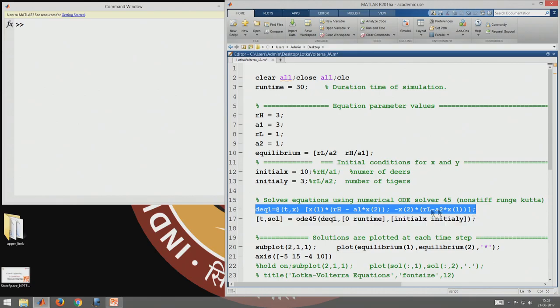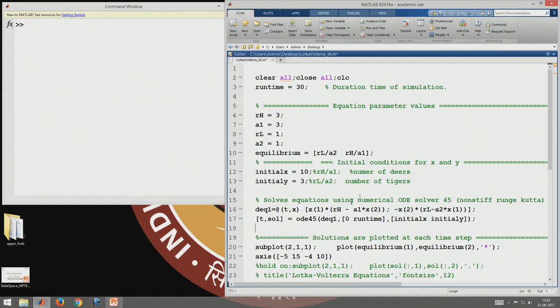and then we use this function from MATLAB called the ODE 45. Okay. So, ODE 45 calls a function called DEQ1, which I have defined in the previous line number 16 over here, and it says that we need to simulate it for about 30 seconds with these initial conditions.